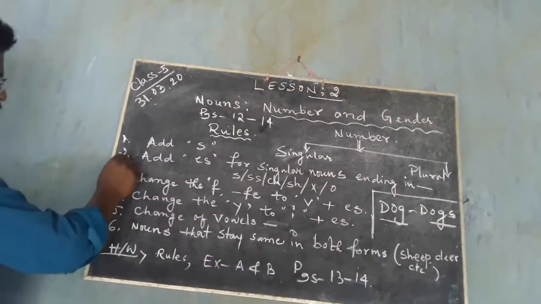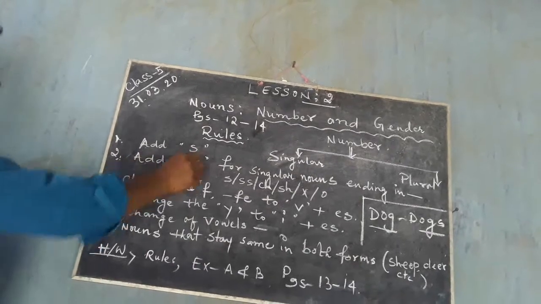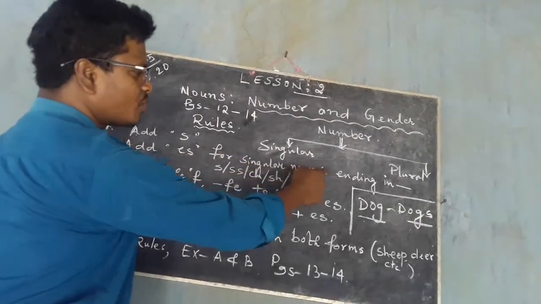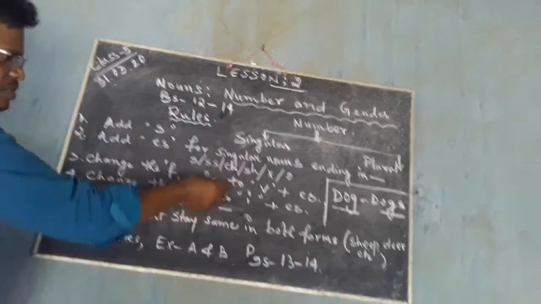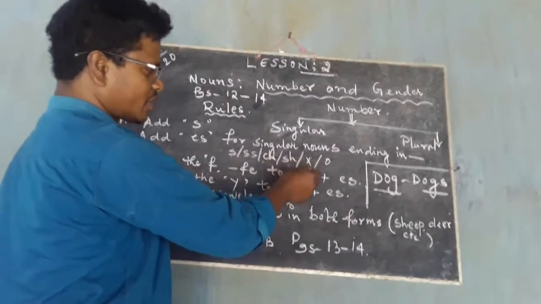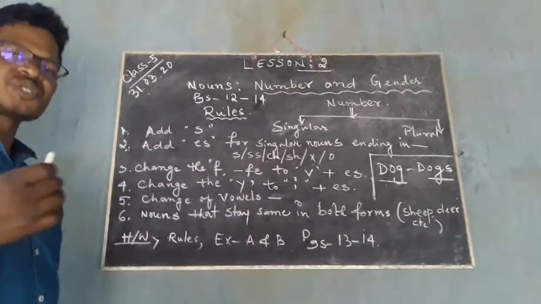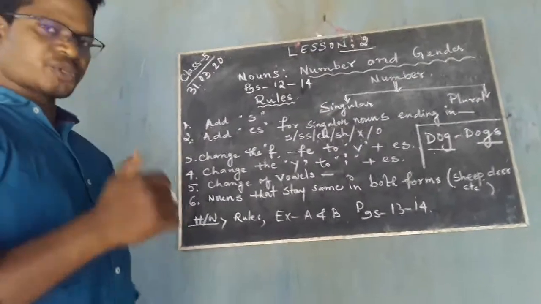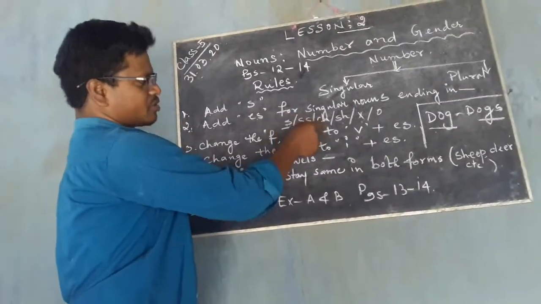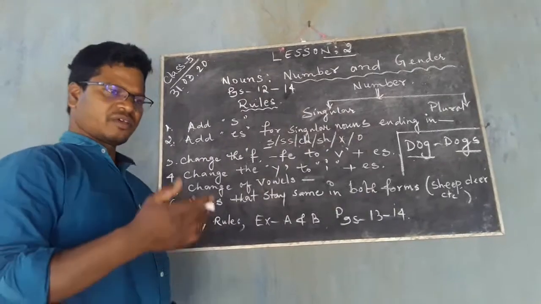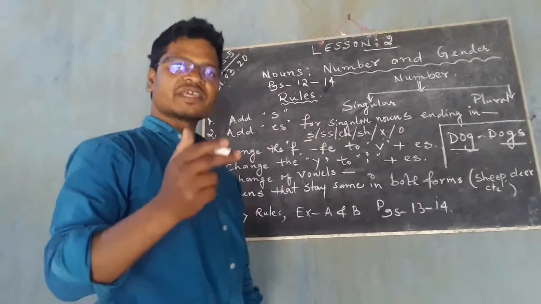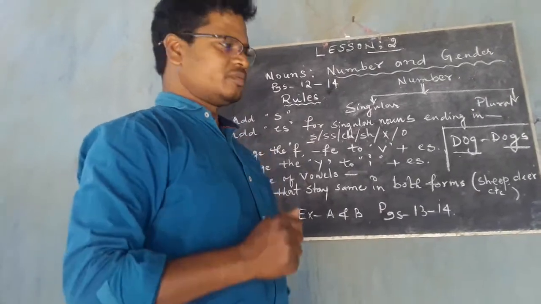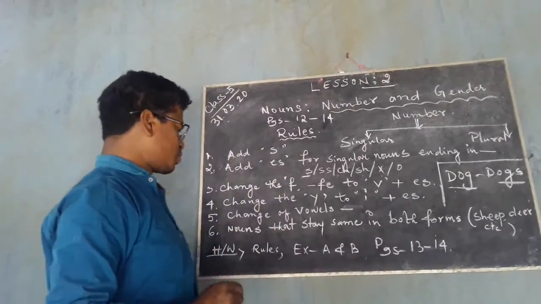Now the next one is that add es for singular nouns ending in s, double s, ch, sh, x and o. So we need to keep in mind there are some nouns which end with s, double s and all this. So if you find this kind of nouns, please add es to make it plural. Now let us move on to the next rule.